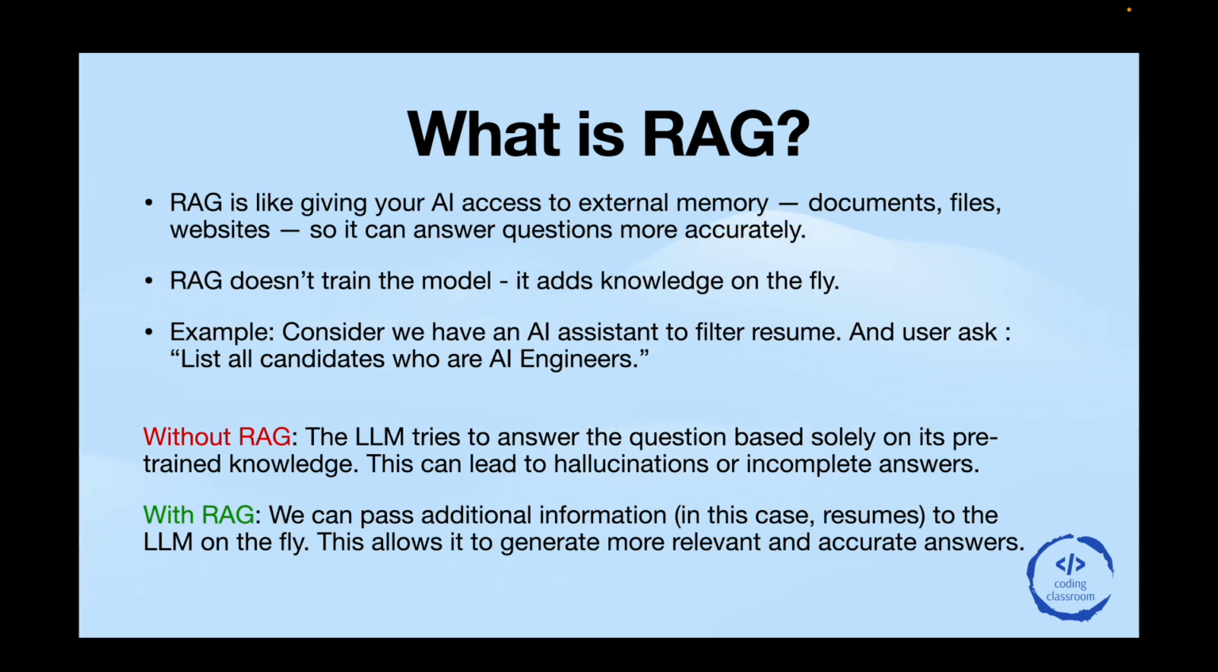Consider we have an AI assistant to filter resumes, and the user asks, list all candidates who are AI engineers. So what will happen without RAG? The LLM will try to answer the question based on its pre-trained knowledge, or otherwise it can hallucinate or give incomplete answers. If we have a RAG system, we can dynamically pass the additional information, in this case resumes, to the LLM, and it will allow it to generate more relevant and accurate answers based on the context.